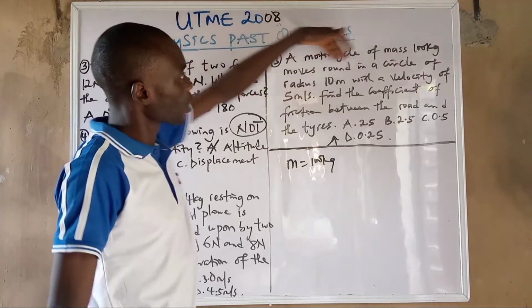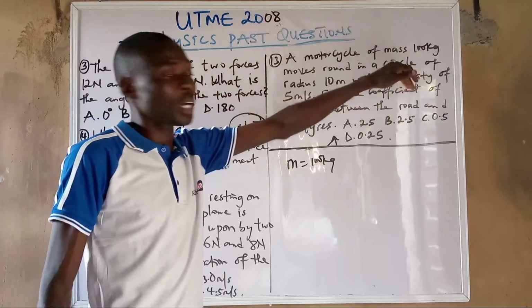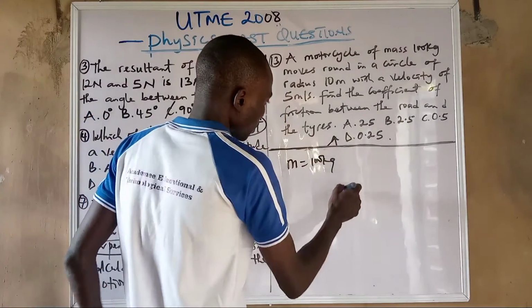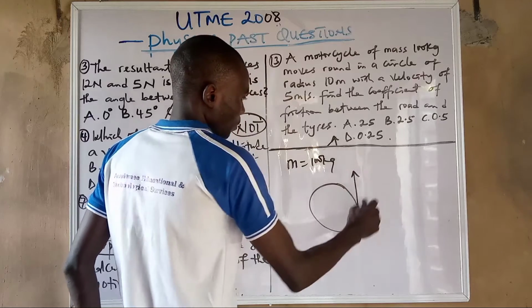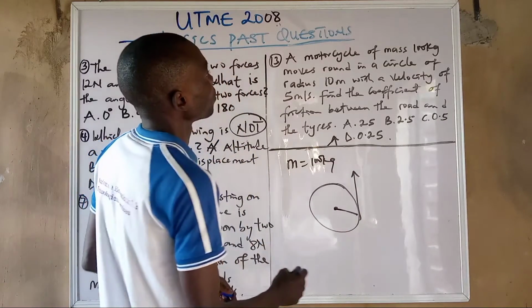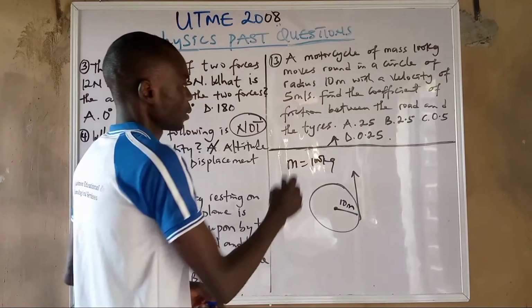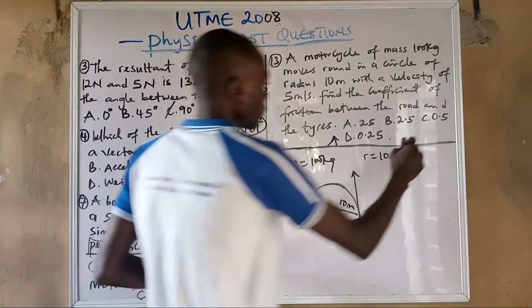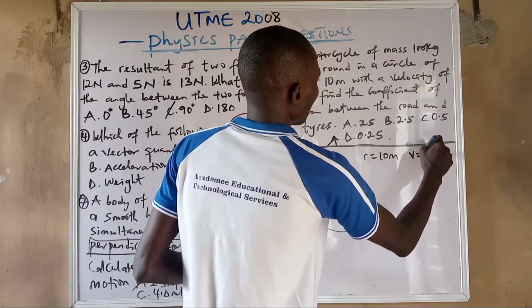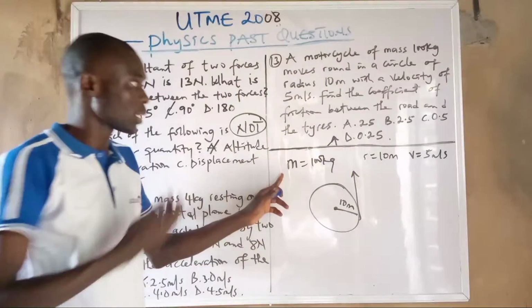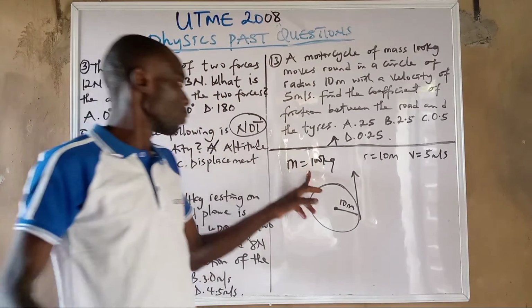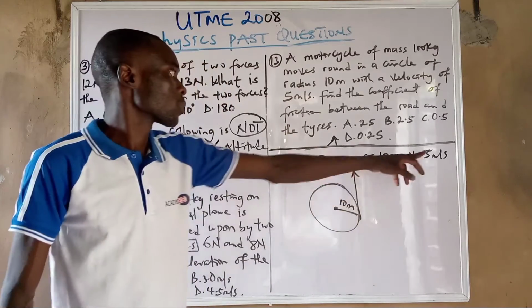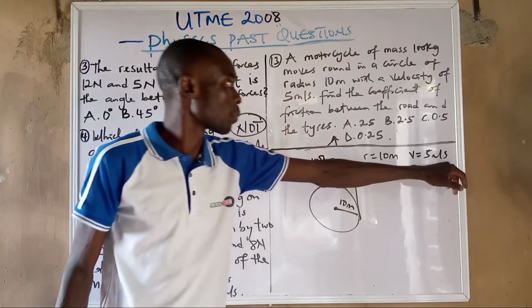So when you find a word like this, motion around the cycle, that's circular motion. The motorcycle is moving around this cycle with a radius given as 10 meter, and a velocity of 5 meter per second. So we are given 3 variables. The motorcycle has a mass of 100 kilogram, the radius of the cycle it is passing through is 10 meter, and the velocity of its movement is 5 meter per second.